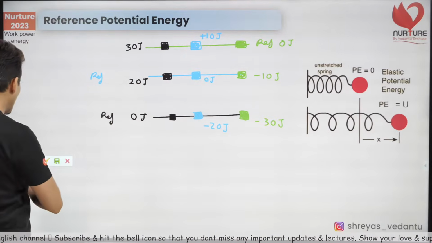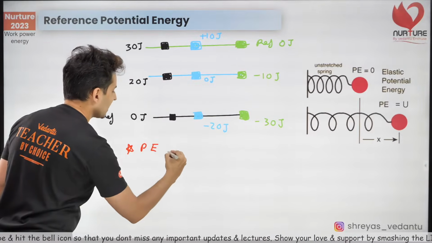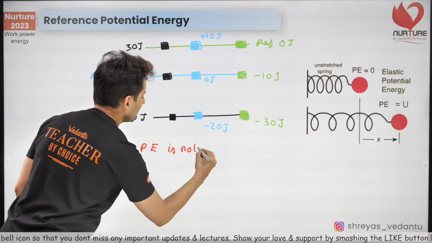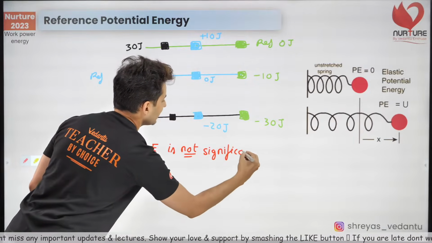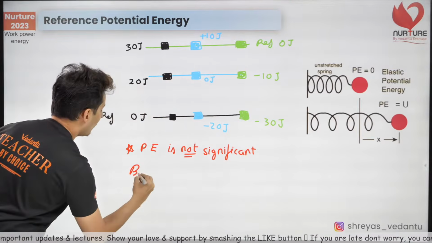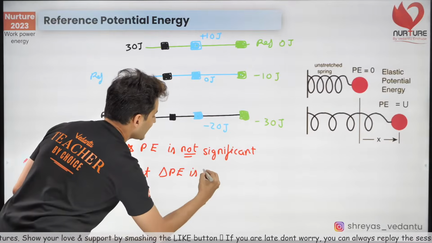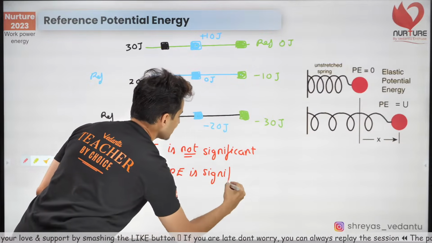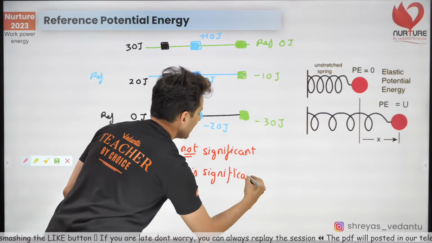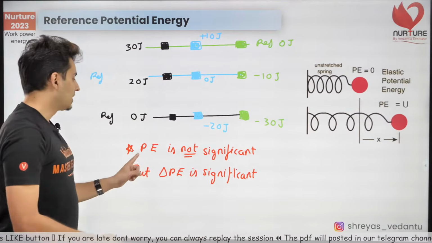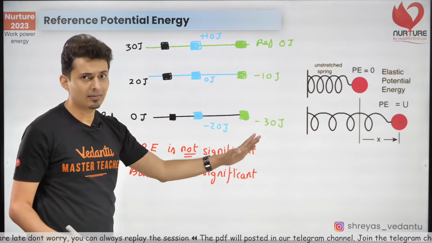You can see, no matter what reference you take, the change in the potential energy is what is important. So I will write this statement. Potential energy is not significant. But what is significant? Change in the potential energy is significant, because that's what matters to us. And the value of the potential energy, you can change it as per your own convenience.